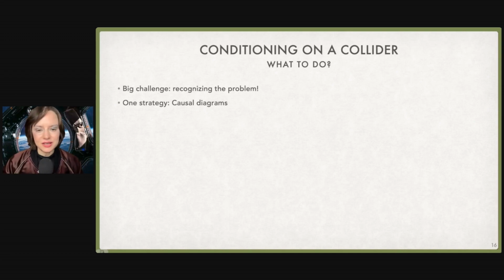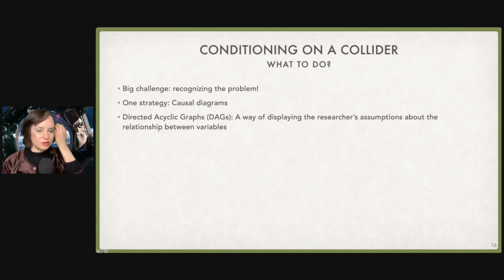One strategy to see if you are conditioning on a collider is to draw a picture, a causal diagram. These are called directed acyclic graphs, or DAGs. They're a way of displaying the researcher's assumptions about the relationship between variables. So when we draw them, we'll draw a few right now.